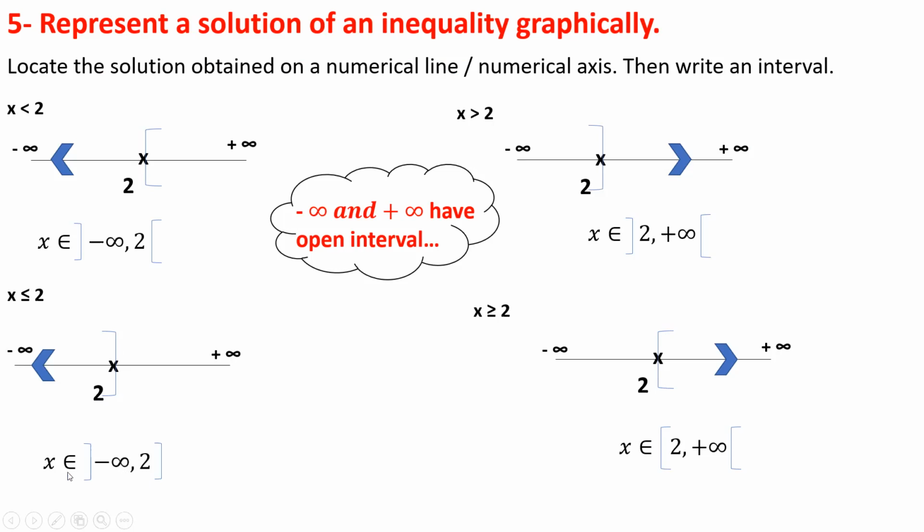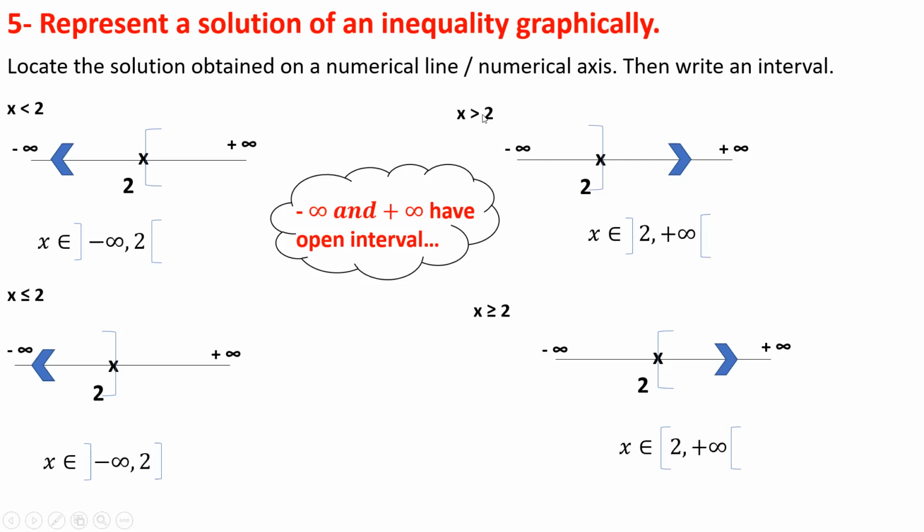My interval should be x belongs to minus infinity until 2, and 2 is included. That's why it's open on the minus infinity and closed on the 2. Always on the minus infinity and the plus infinity, we have an open interval. For x greater than 2, the same thing: I draw a number line, with minus infinity and plus infinity. Since my numbers never end in the negative and the positive, I write my solution, which is 2.